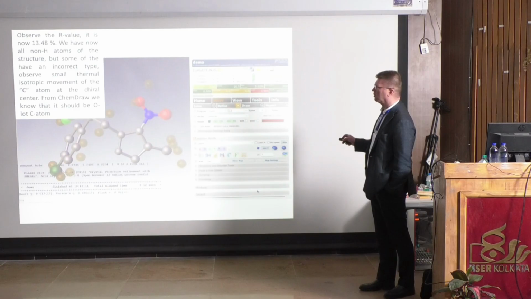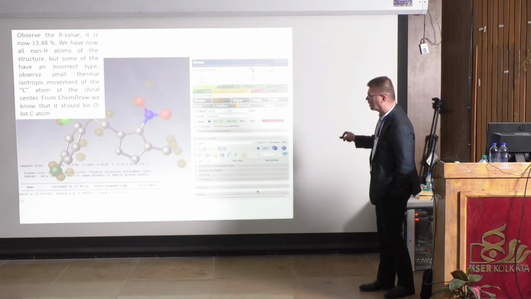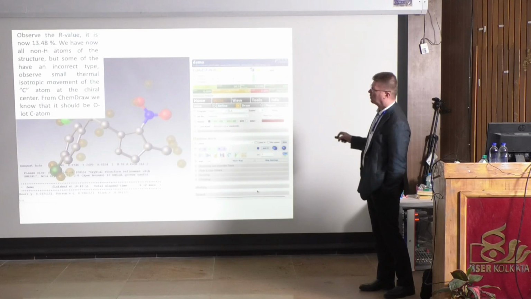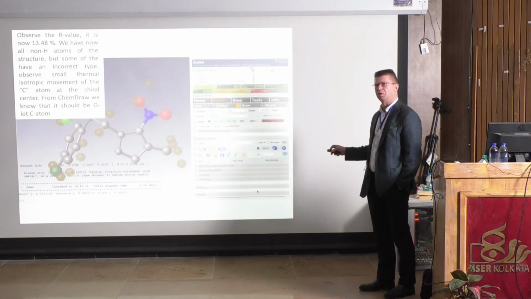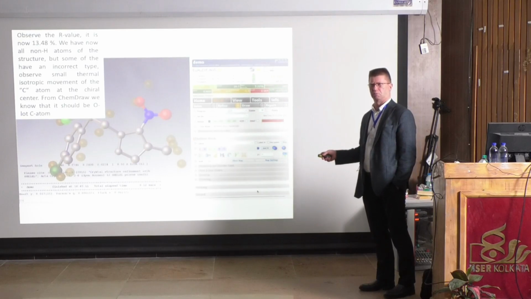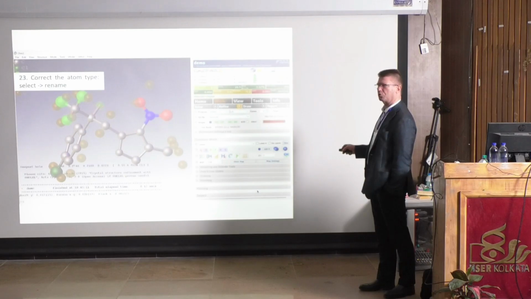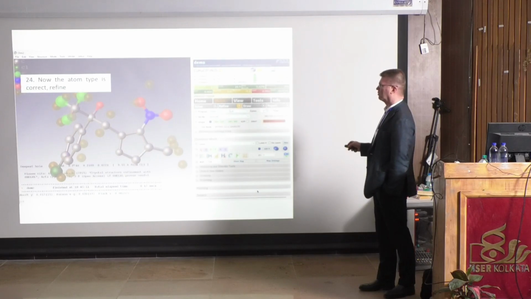So clearly now, the thermal movement of the carbon atom in the chiral center stands out. You can't see it now, but we know that this carbon, which is hidden, I will show it in the program, is an atom that we assigned as carbon, and that's really an O atom. So we have to change it. So we do this. So that one here in the back. So we correct the atom type. This one here is not the carbon, it should be our O atom. We do this, and now refine.